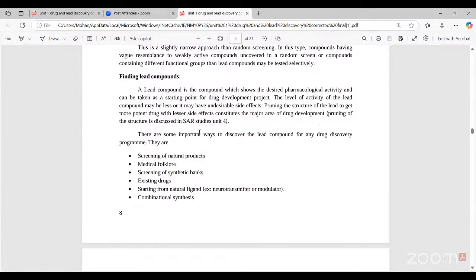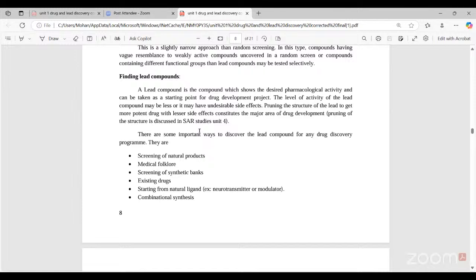So, finding lead compounds. A lead compound is a compound which shows the desired pharmacological activity and serves as a starting point for the drug development project. The level of activity of the lead compound may be lesser, and it may have undesirable side effects. So tuning the structure of this lead to get more potent compounds with lesser side effects constitutes the major area of drug development.